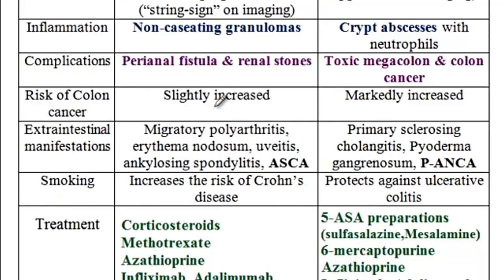The risk of colon cancer is slightly increased in these patients versus markedly increased with ulcerative colitis. And then finally, there are some extraintestinal manifestations like migratory polyarthritis, erythema nodosum, uveitis, as well as ankylosing spondylitis. These patients test positive for anti-Saccharomyces cerevisiae antibody. Now, one other point I didn't mention is that smoking usually increases the risk of Crohn's disease while it's protective against ulcerative colitis. So you may actually encounter patients who say, I was perfectly fine until I quit smoking. That was when I started to develop bloody diarrhea, with the diagnosis of ulcerative colitis.